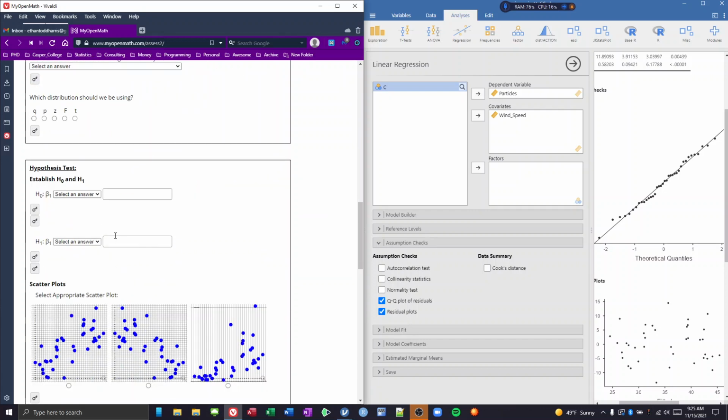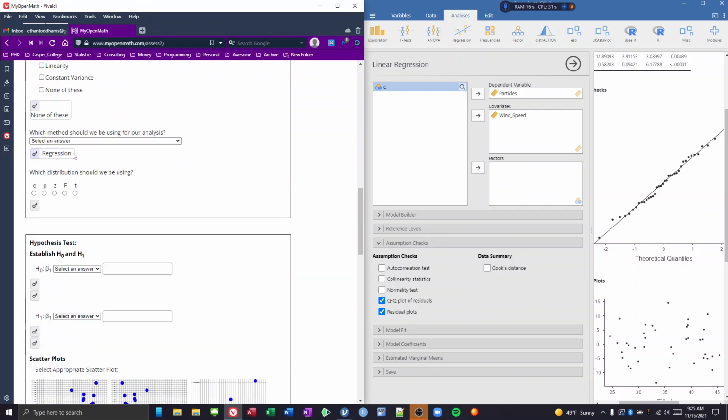All right, so the method that we should be using for this analysis is going to be regression. And then the distribution that we should be using here is we're going to be using an F-test again.